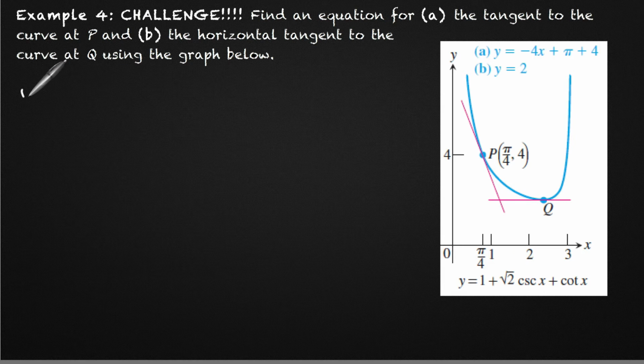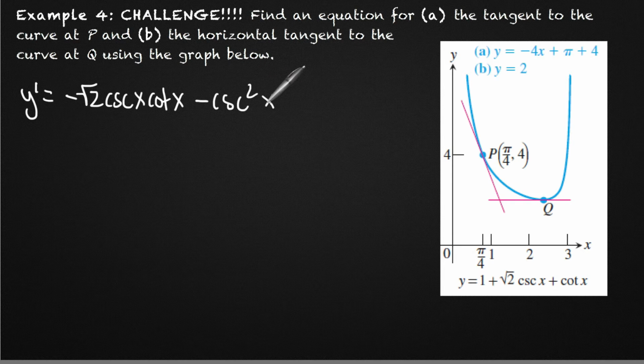So y prime is equal to, the derivative of 1 is 0. The derivative of cosecant is negative cosecant cotangent. So negative root 2 cosecant cotangent of x. And then the derivative of cotangent is simply negative cosecant squared of x. So the derivative is quite easy.